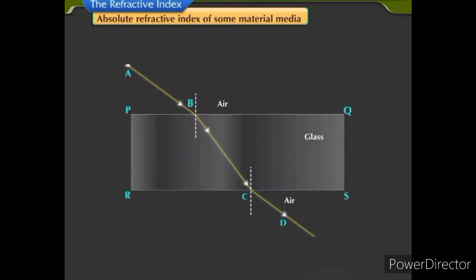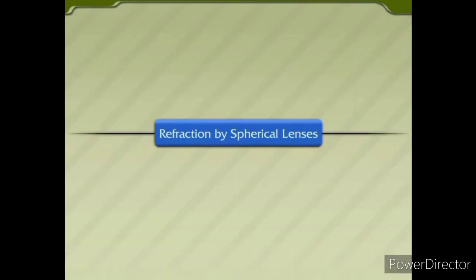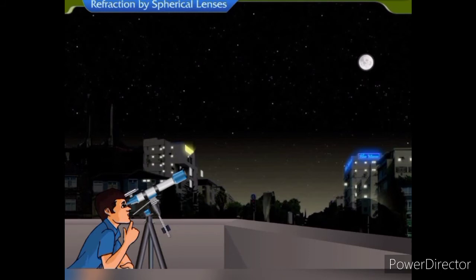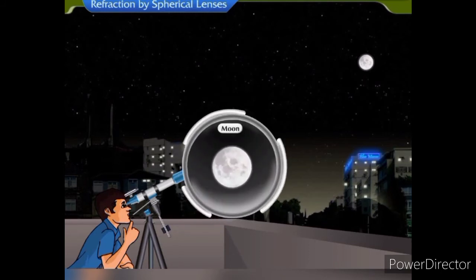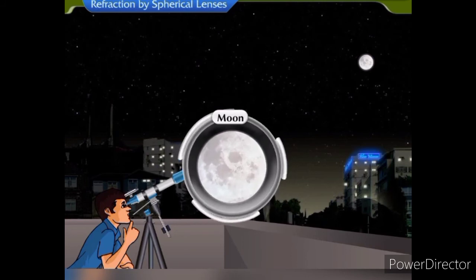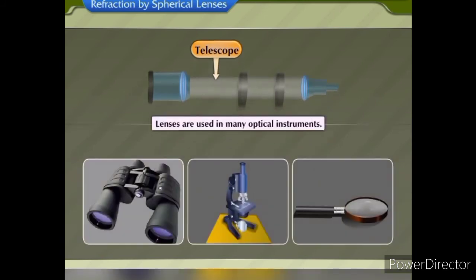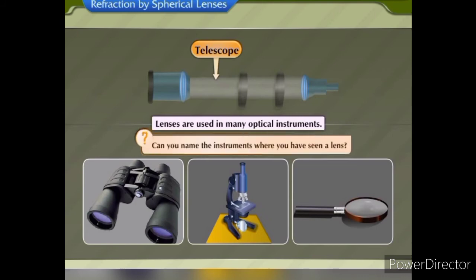Having studied about the refraction of light, let us now study the refraction of light by spherical lenses. Refraction by spherical lenses. Have you seen the night sky through a telescope? How beautiful and big our moon is seen through the telescope. We can see many details on its surface. Do you know, lenses are used in the telescope? Lenses are used in many optical instruments. Can you name the instruments where you have seen a lens?